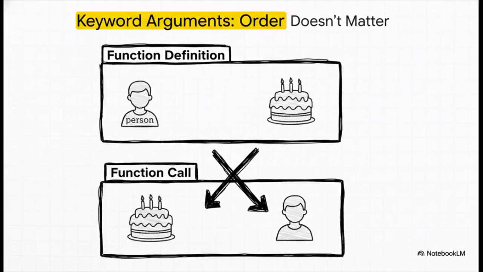But, what if you don't want to worry about the order, or you can't remember it? That is where keyword arguments are a lifesaver. Here, we're explicitly telling Python which value goes where by using the parameter's name, like age equals 25 and name equals John. Suddenly, the order doesn't matter at all. It gives you so much more flexibility.